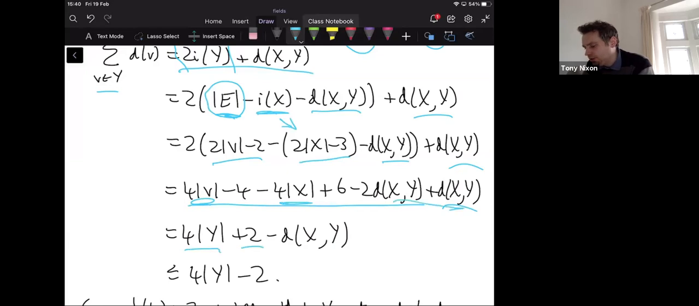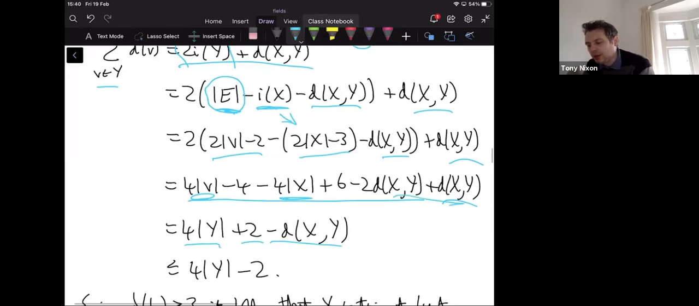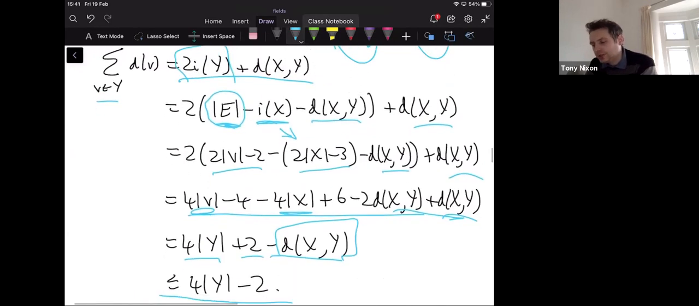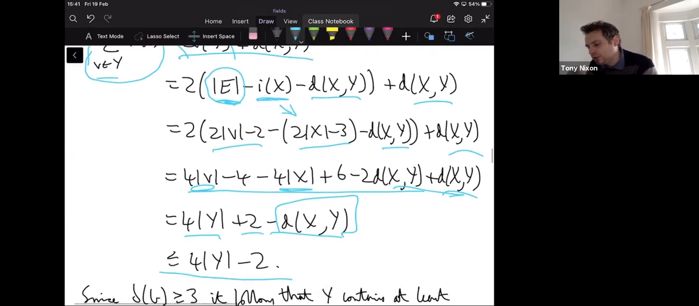These two cancel to just give a minus 1. And we said d(X,Y) was at least 4. So 2 minus at least 4 gives us at most 4y minus 2. Okay. And so now we just have the degree thing again. So the sum of the degrees of the vertices in Y is at most 4y minus 2. So even keeping them as low as possible, they can't all be 4s.